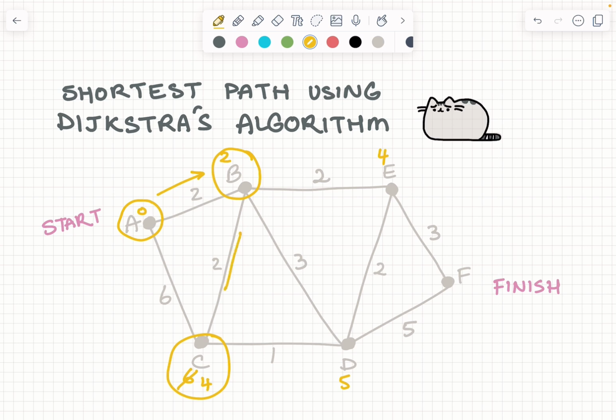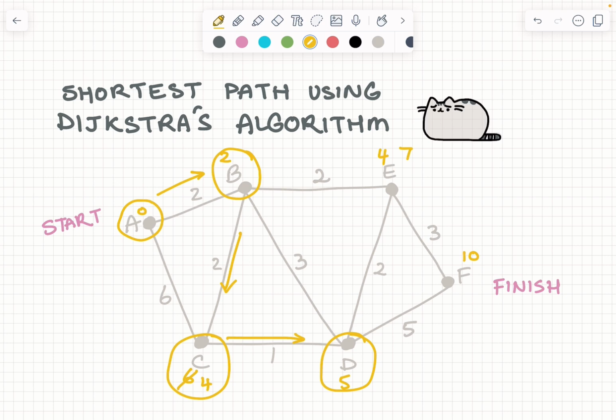So I'm going to actually go down to C, and then from C there's only one neighbour, D, which is 5. And then from D I look at the neighbours E and F. Let's label them. Let's do F first. 5 plus 5 is 10 to get to F. And to get to E, 5 plus 2 is 7.